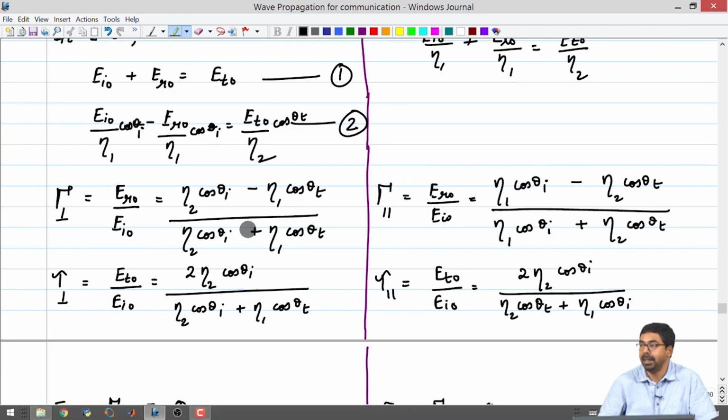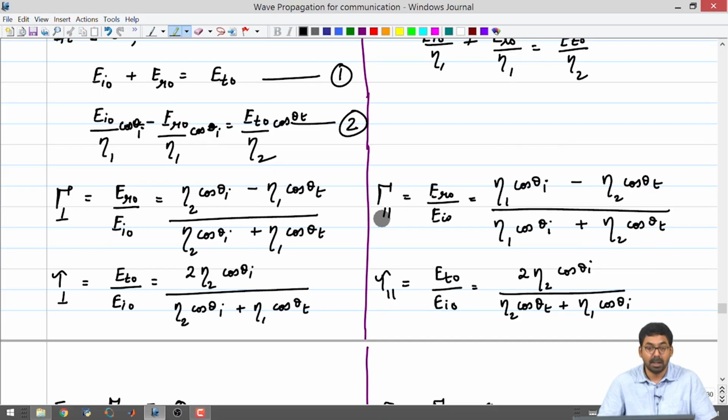So, cos theta i and cos theta t will both be equal to 1, and then you will end up getting eta 2 minus eta 1 by eta 2 plus eta 1. This is a sanity check to see whether our expression is holding good for normal incidence. For normal incidence, we already know that it should be eta 2 minus eta 1 by eta 2 plus eta 1. This is the case for gamma perpendicular. Let us look at gamma parallel. If you substitute cos theta i equal to 1, cos theta t equal to 1, you get eta 1 minus eta 2 divided by eta 1 plus eta 2.